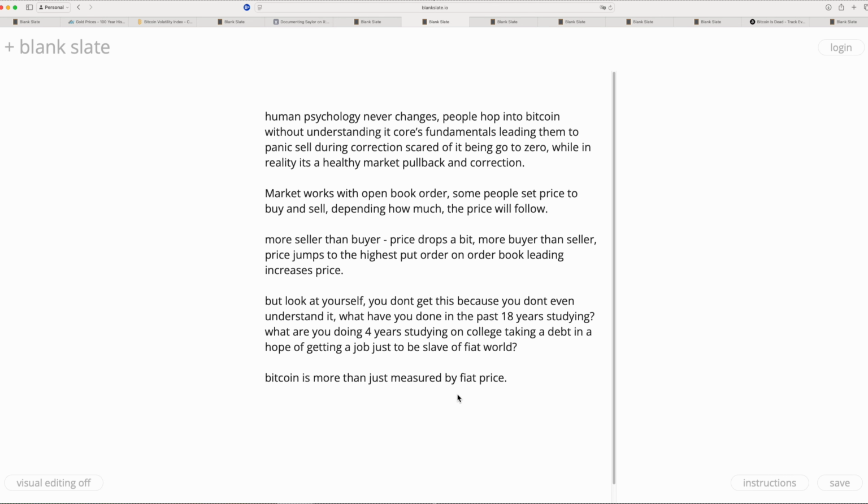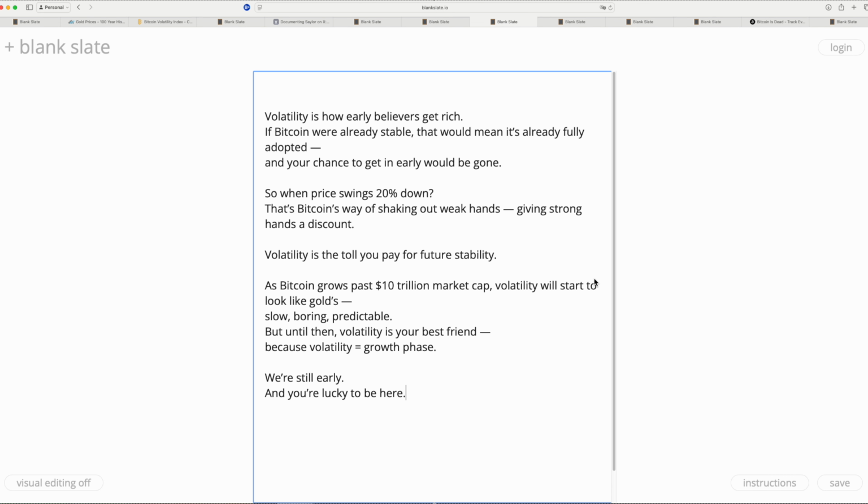Bitcoin is more than just measured by its fiat price. Now, volatility too is how early believers like us, or maybe you, can become richer than late adopters. Let's just say someone who invested $1 in 2010 could get 1,000 Bitcoin. And assuming they still have it, 1,000 Bitcoin at the current price, just do the math. It's a lot of money. That's what makes it actually a gift for early adopters.